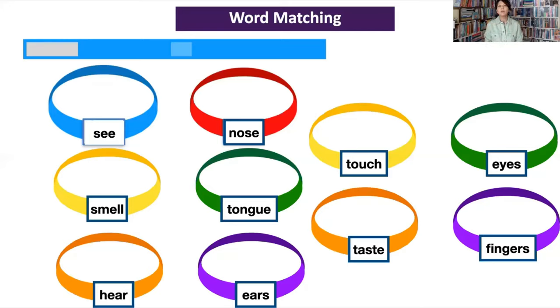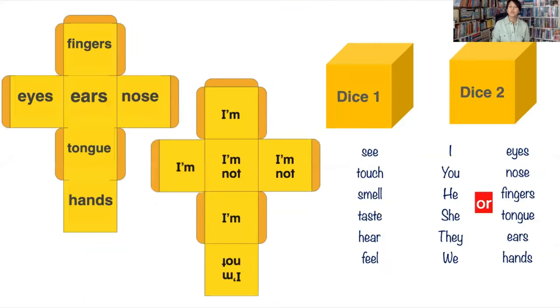So they can remember and memorize much easier. Even the same reading part, another game is with these dice. With the dice, on one part you can put fingers, ears, nose, and on the other part you can put see, touch, smell, taste, hear, like that. I put "I am" or "not," but you can change it to see, touch, smell, taste, hear, feel. Then they roll it, and they can make a sentence.